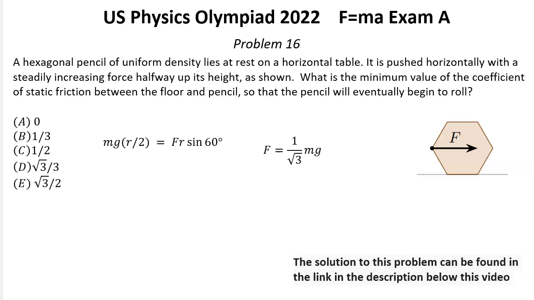On the other hand, for the pencil to be able to roll, the pencil must not be slipping at this point, which implies force F less than mu static times mg, and together this gives us mu static greater than 1 over root 3. This is answer D, and that was the solution for problem number 16.